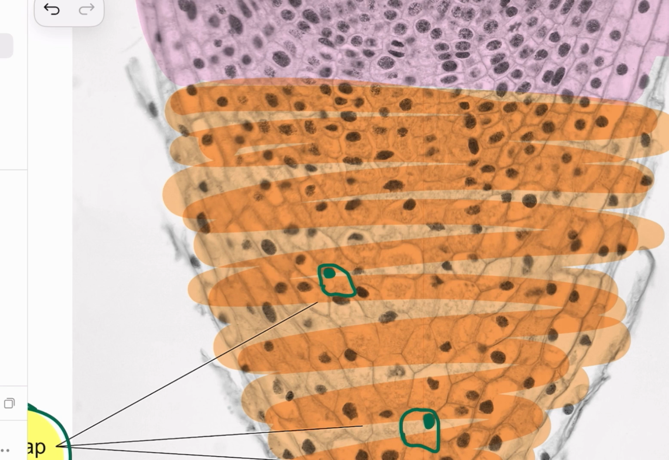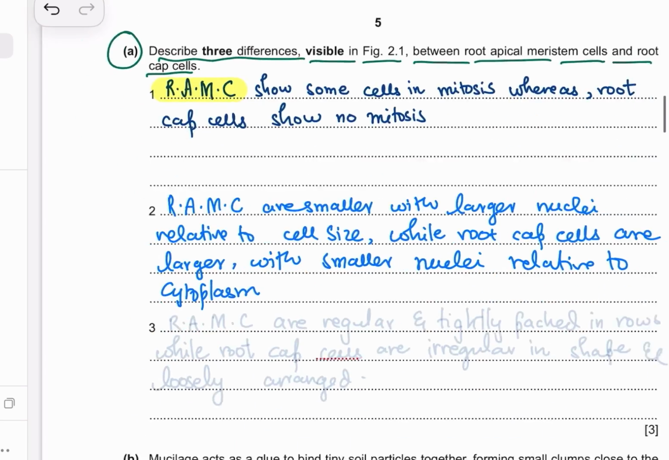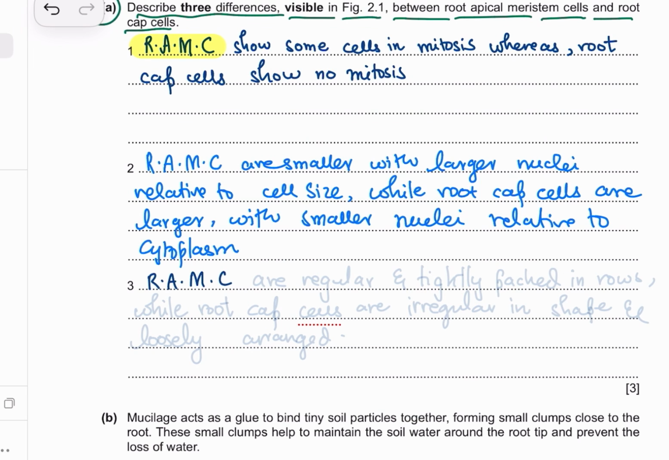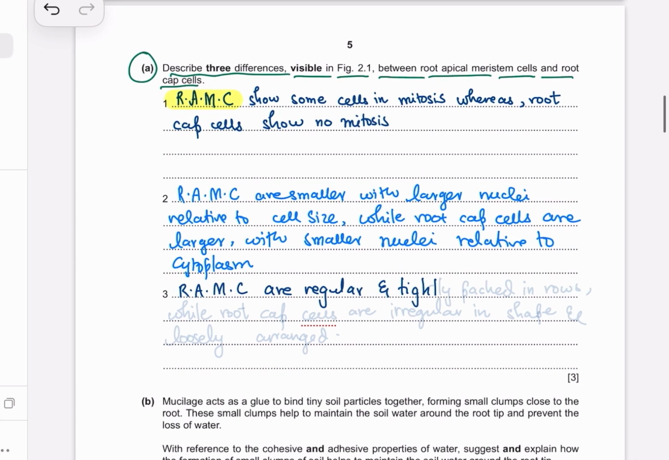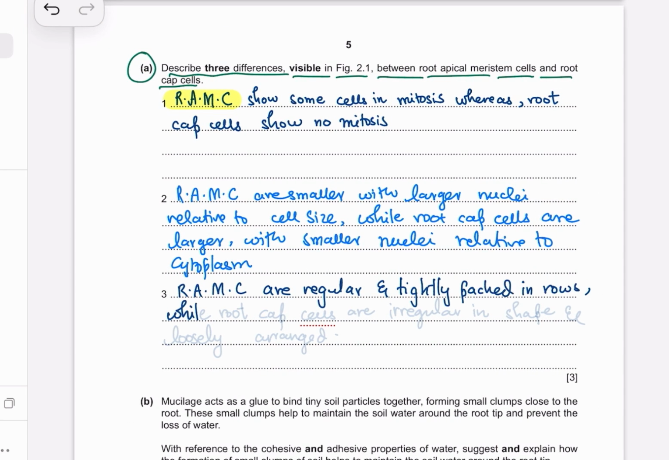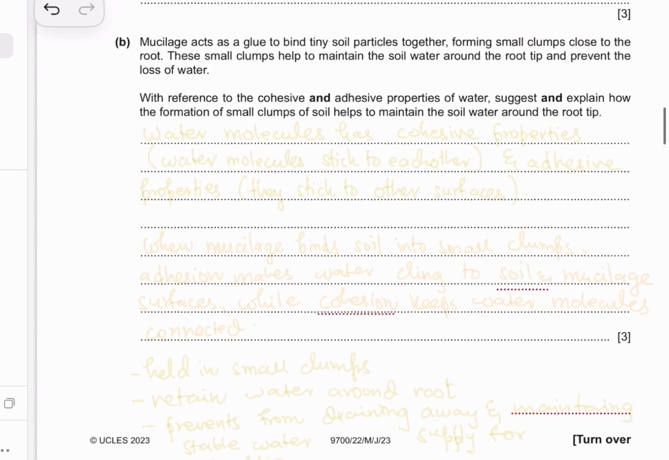So the next difference is that the root apical meristem cells are regular and tightly packed in rows, while the root cap cells are irregular in shape and loosely arranged, right? So this is how you are going to tell the visible differences between the root apical meristem cells and the root cap cells. I hope that this is clear to you guys. Now let's move on to part B over here.